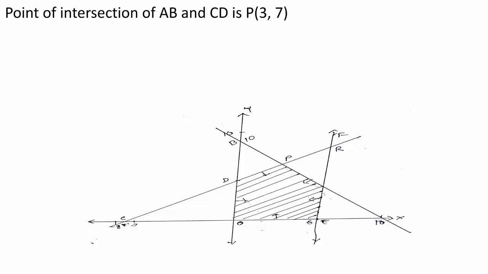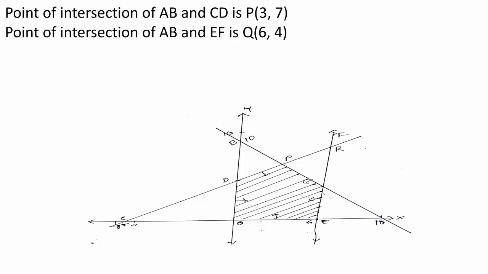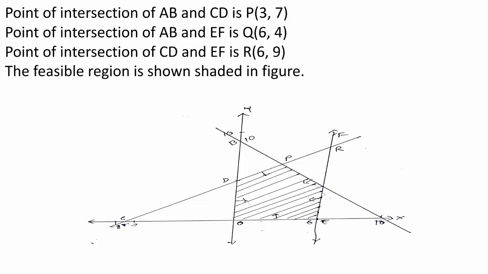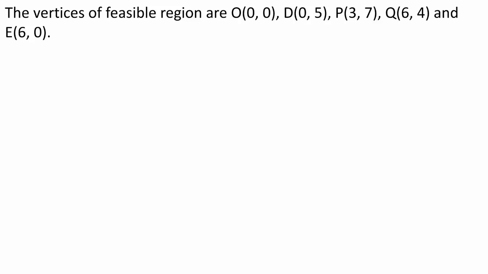Point of intersection of AB and CD is P (3, 7). Point of intersection of AB and EF is Q (6, 4). Point of intersection of CD and EF is R (6, 9). The feasible region is shown in shaded figure. The vertices of feasible region are O (0, 0), D (0, 5), P (3, 7), Q (6, 4), and E (6, 0).